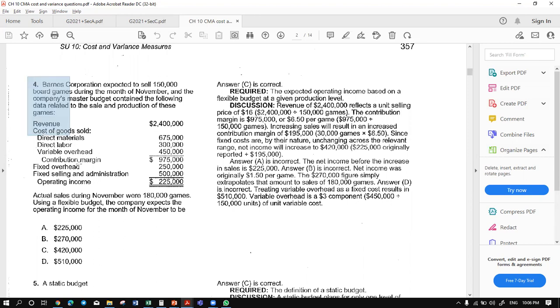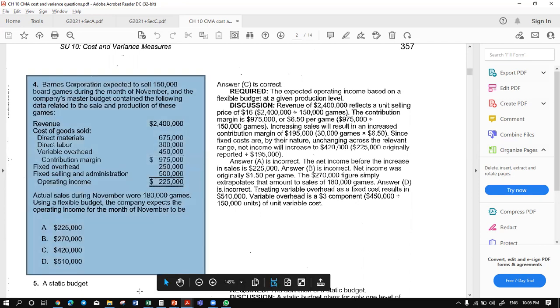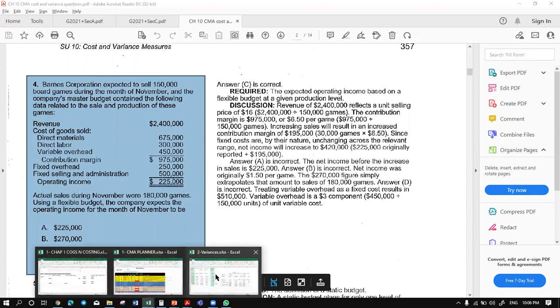So what will be the operating income according to the flexible budget? How can we do this question?